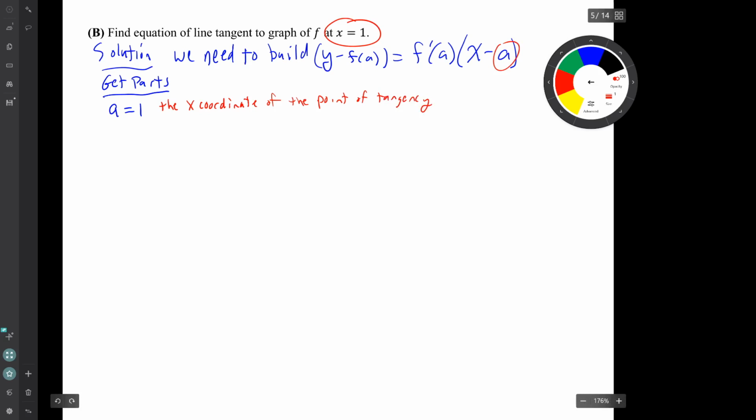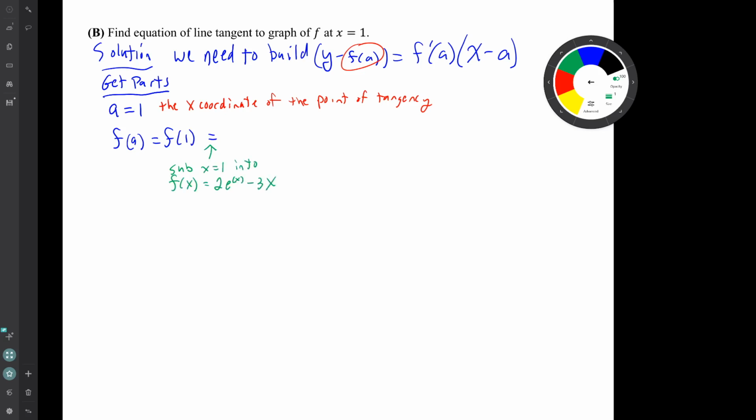The first part we need is the letter A. Well, that's the x-coordinate of the point of tangency, and we're told that. We're told that the line is tangent at x equals 1. The next part we need to get is this. That's going to be the y-coordinate of the point of tangency. So we get that by substituting the value of A into the formula for f of x. So we have to substitute x equals 1 into the formula for f of x.